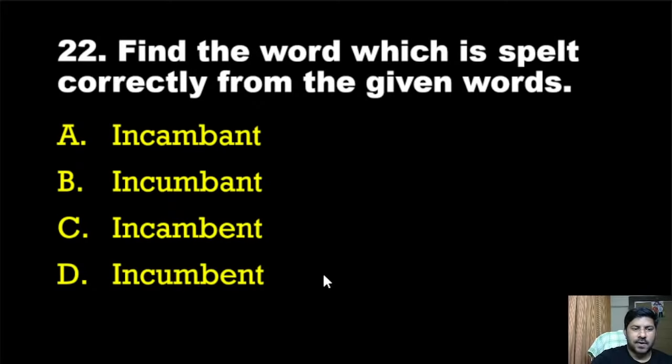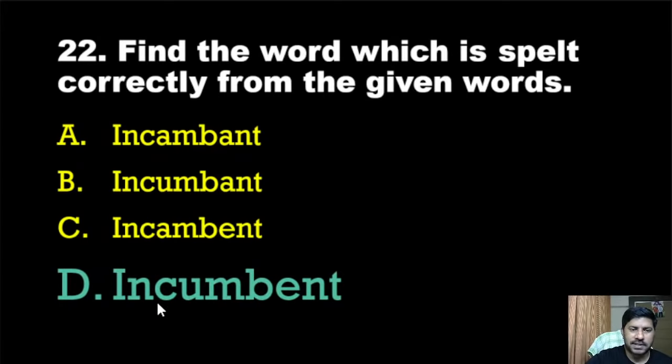Correct answer here, option fourth. Option fourth is the correctly spelt word, incumbent. Incumbent means a person who is currently in an official position. For example, the present incumbent of the Rashtrapati Bhavan is Sri Ramnath Kovind.